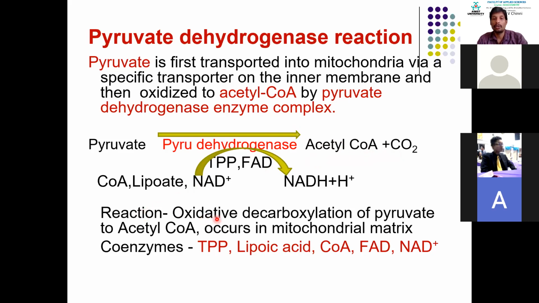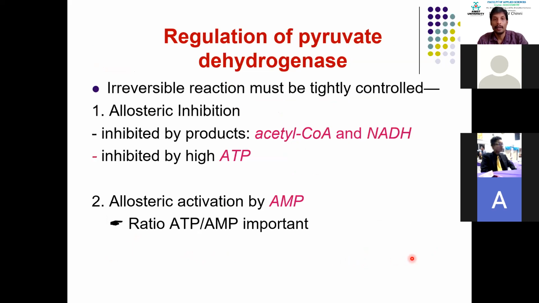And the reaction, oxidative decarboxylation of pyruvate to acetyl coenzyme A, because carbon dioxide is released, it's called decarboxylation. And oxidative decarboxylation, because here dehydrogenation is also happening. So the protons are also released in the form of NADH. And the coenzymes are TPP, lipoic acid, coenzyme A, FAD, and NAD.